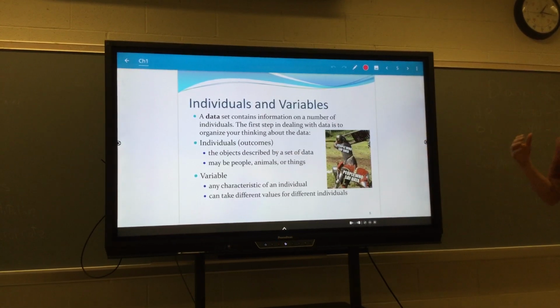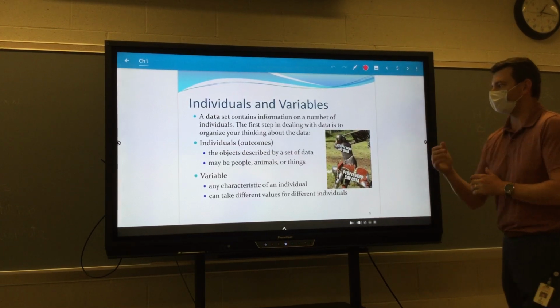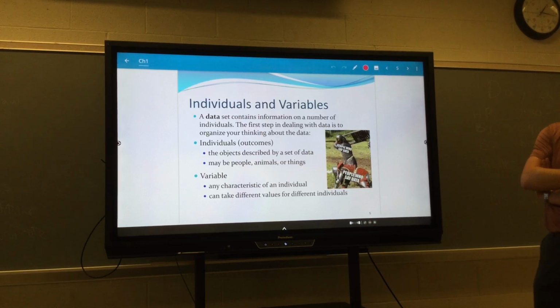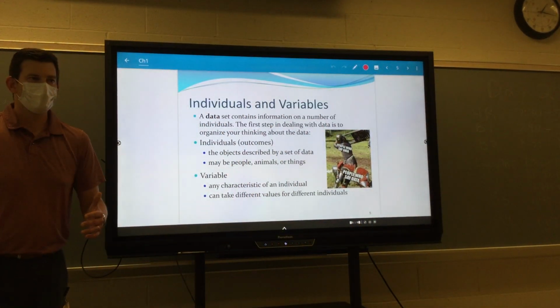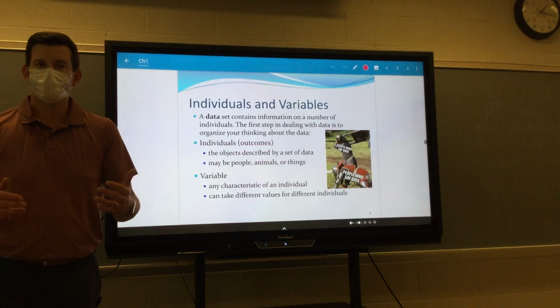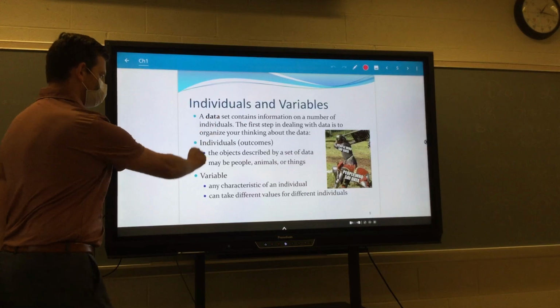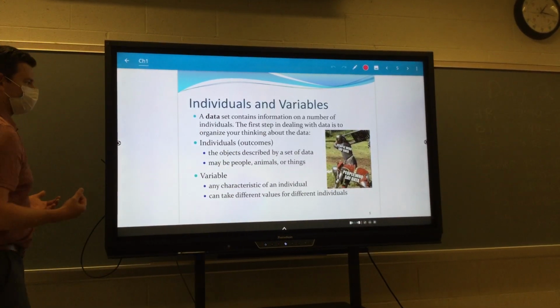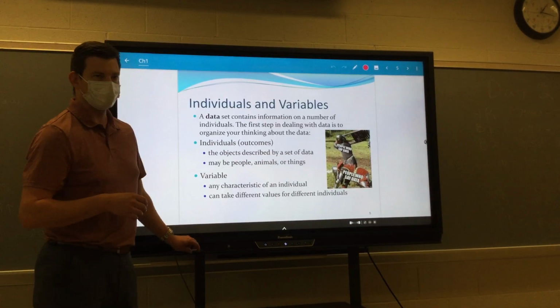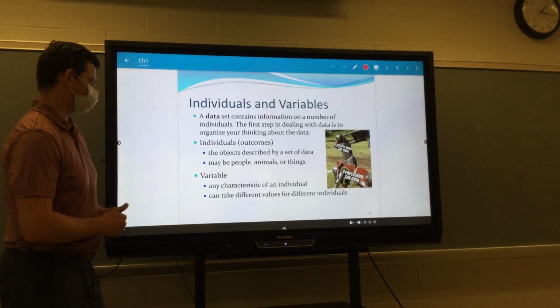A data set contains information about a number of individuals. And the first step in dealing with data is to organize your thinking about the data. So we see some terminology here. I'm not going to spend much time on it because it's pretty straightforward, and I'm not going to assess you on that. I'm not going to ask you, is this an individual or is this a variable? But the individuals are the objects that are described by a set of data. Typically it's people. It could be animals, could be things, whatever.